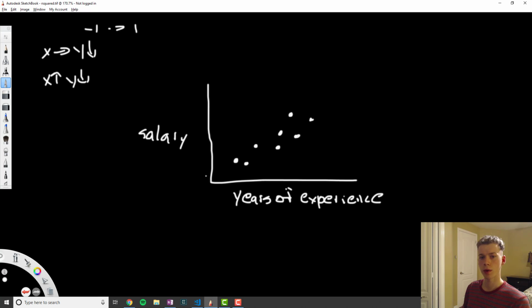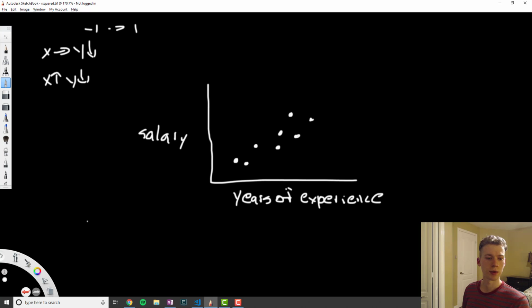The reason why we use R squared is because it tends to be easier to interpret, especially when it comes to comparing different values. Right here we plotted the relationship between salary and years of experience, and as we know, they tend to be positively correlated. The more years of experience you have, you tend to have a higher salary.